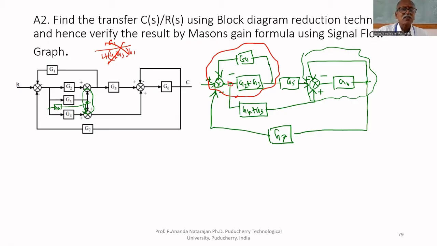Suppose you are converting this into a single block, say G2 plus G3 upon 1 plus G2 plus G3 multiplied by G1. If you convert this, from where will you take this? It is converted into a single block. How will you take that takeaway point? You cannot take it. That's why we have to remove that first. Then only you can convert.